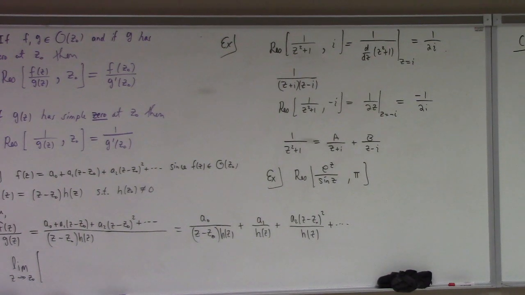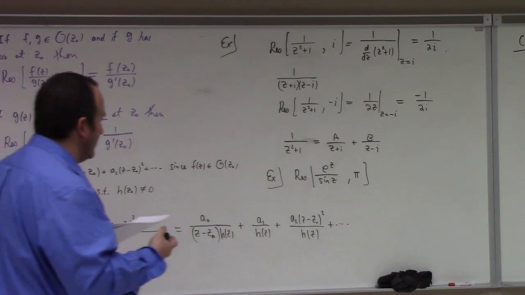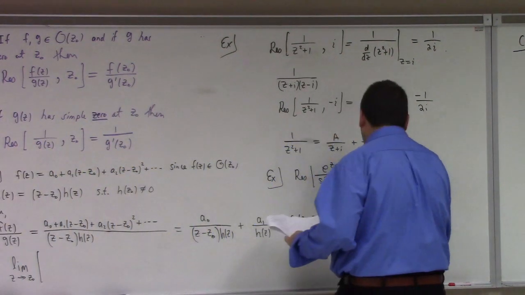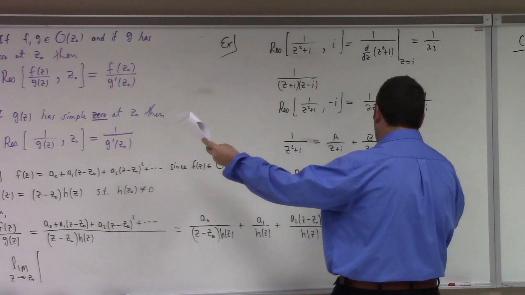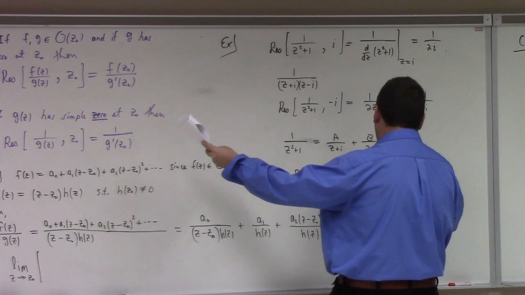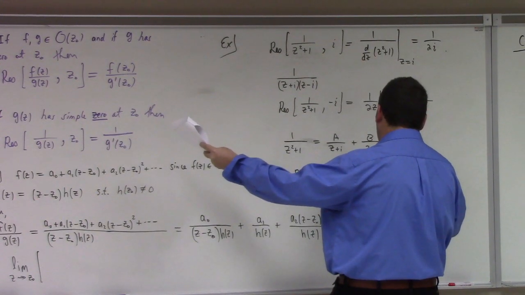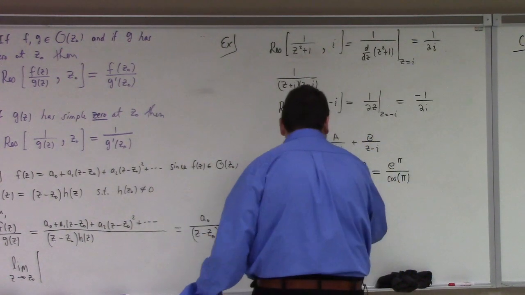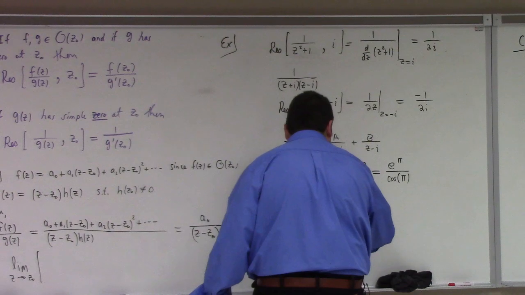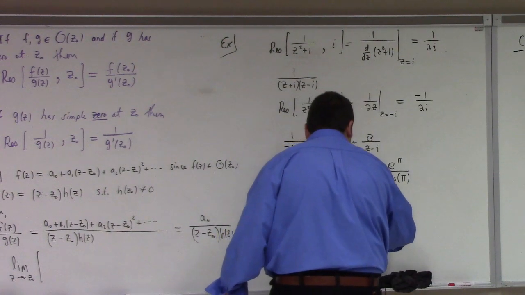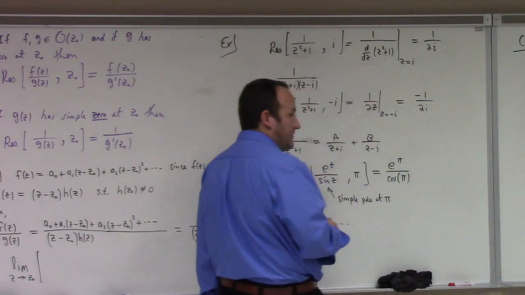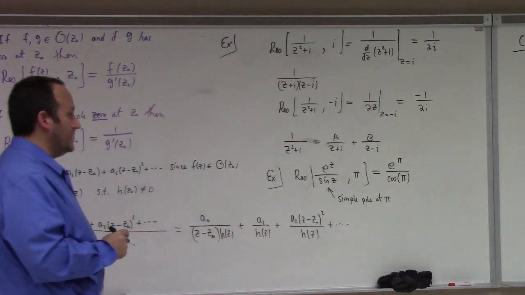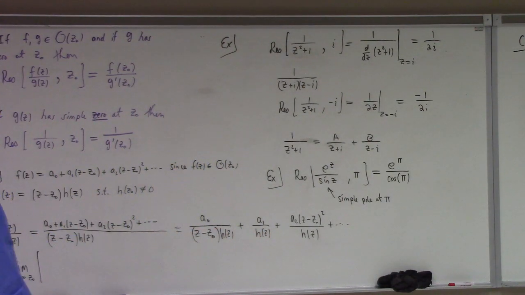But this rule 3 is so much simpler. All you got to do is go, okay, so it's e to the pi divided by cosine of pi, because sine has a simple zero at pi. So by rule 4, sorry, simple zero. Eventually I'll get it.